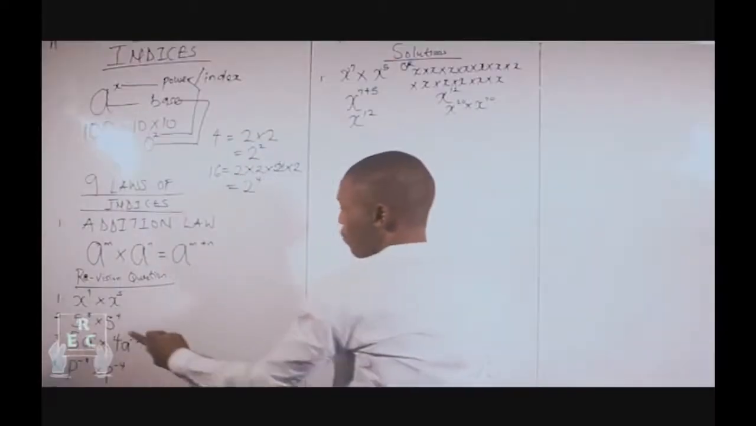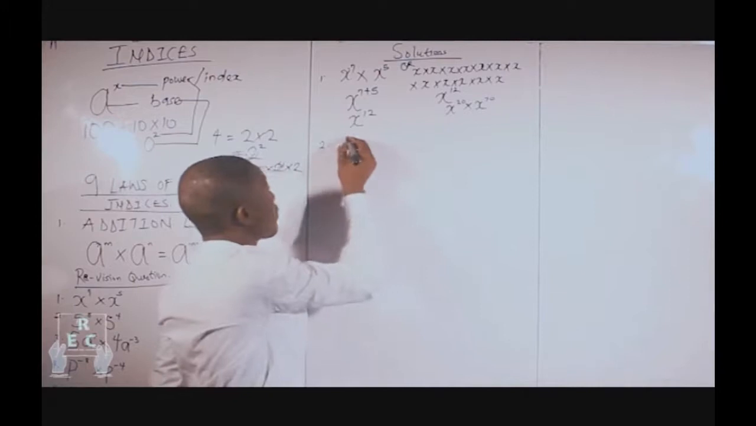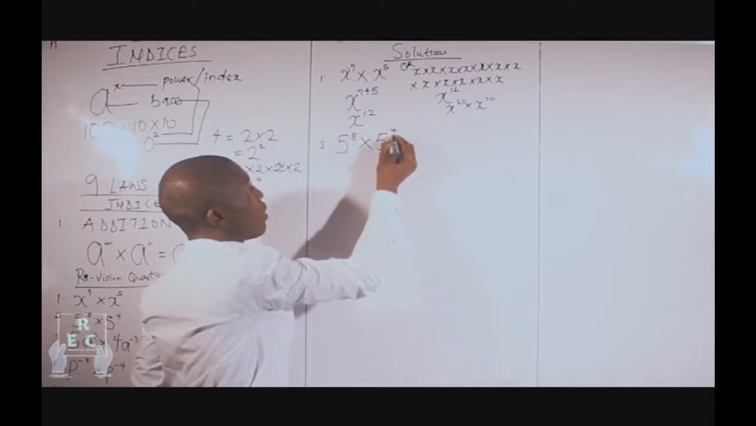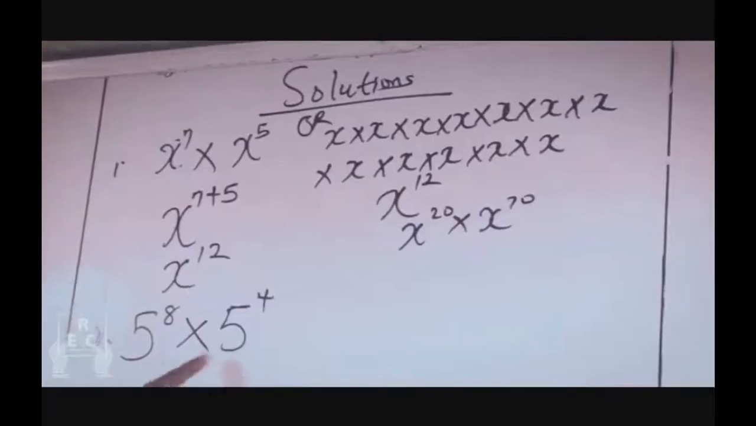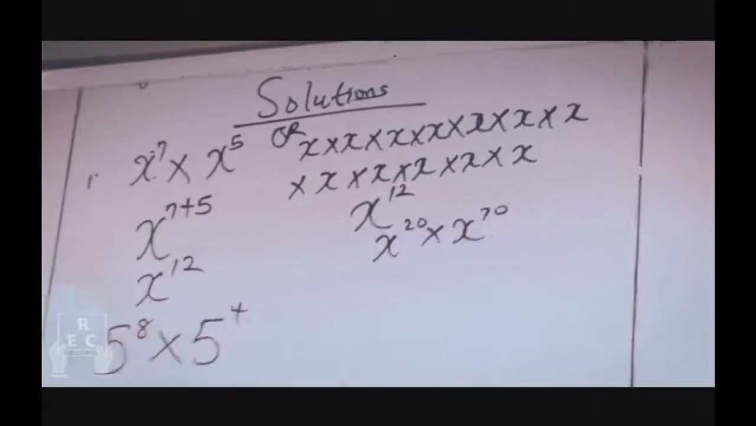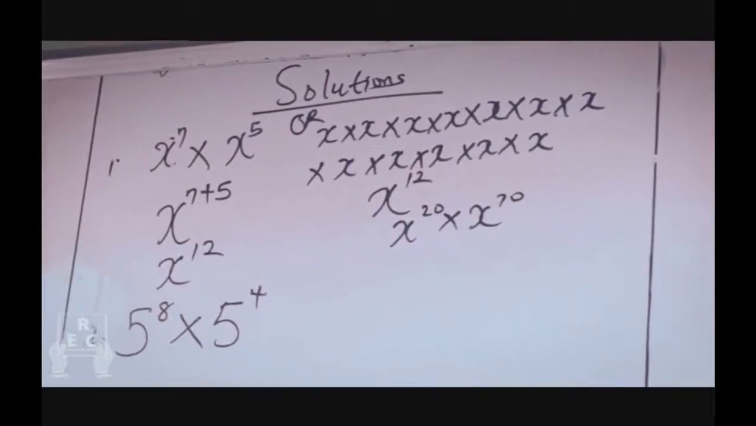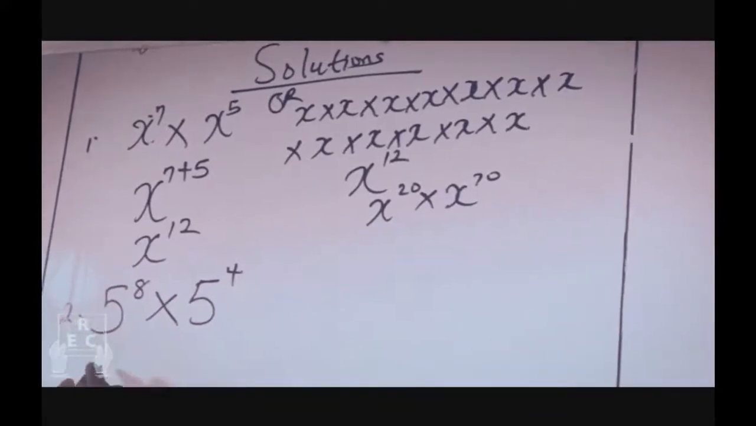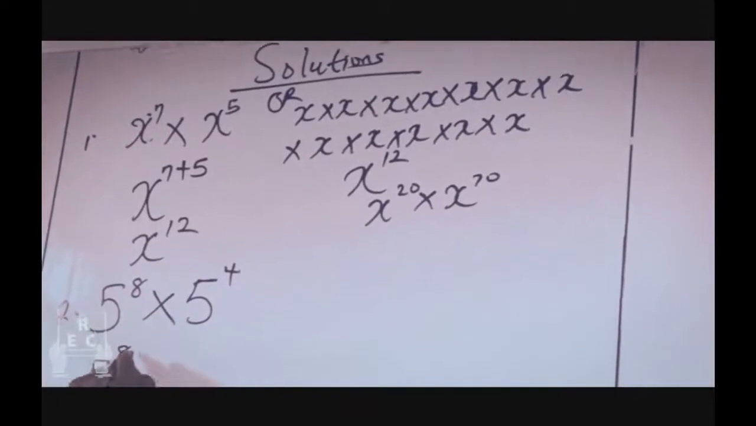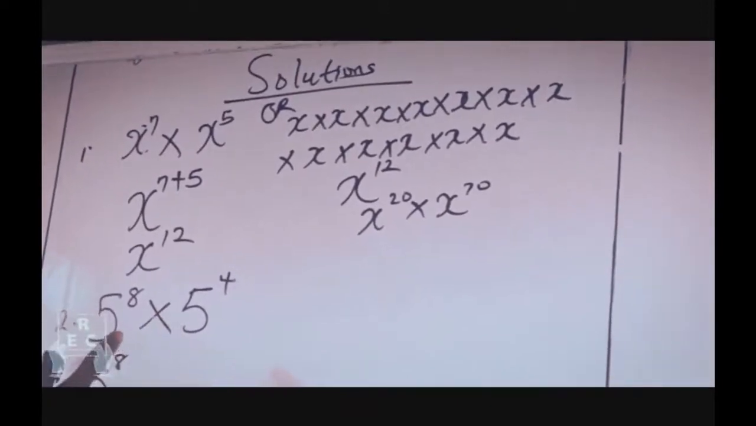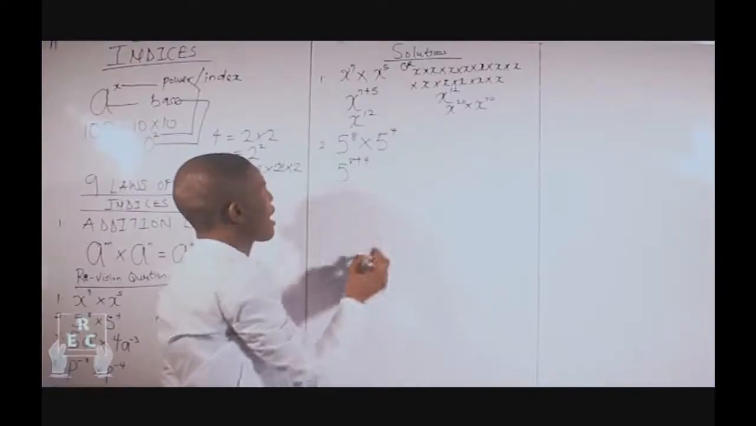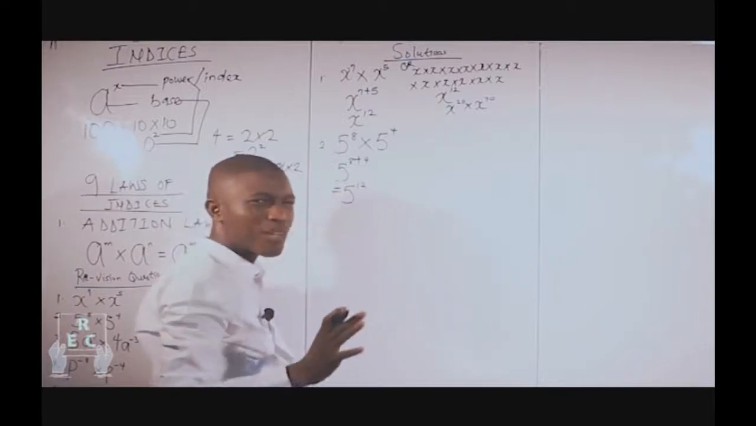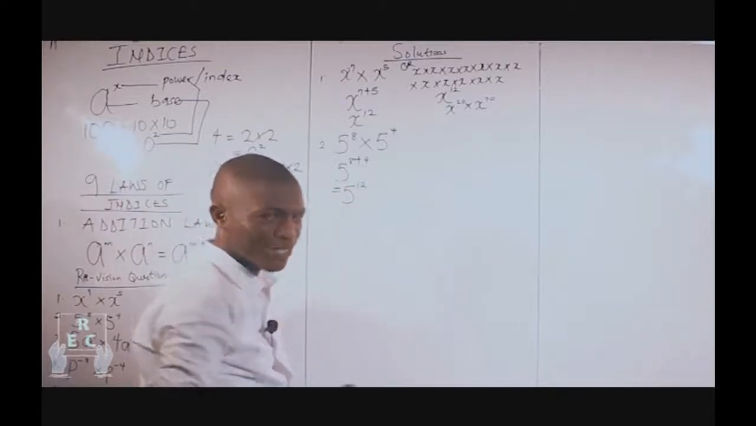The second example, 5 raised to the power of 8 multiplied by 5 raised to the power of 4. Watch this. Common base, different power. Even if it is the same power, one thing that is eminent and important is that they have a common base. So just select one base, that's 5 raised to the power of 8. Times changes to plus 4. And this gives us 5 raised to the power of 12. As simple as that. You get what I'm saying? Let's move on to the third example.